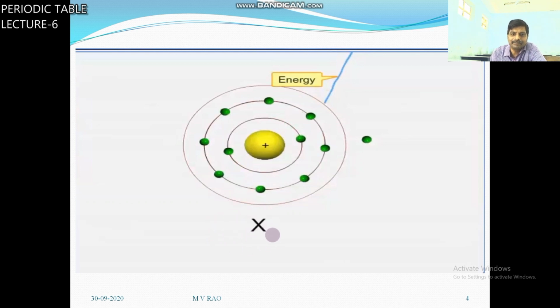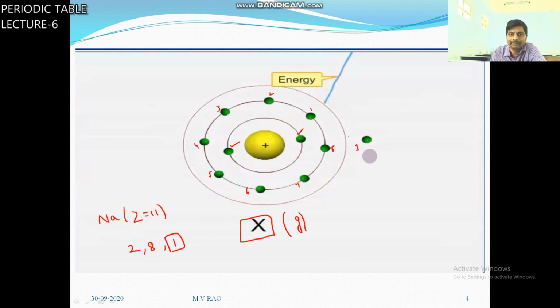Once again you will see, your atom is X. This atom should be in gaseous state. In the K shell, 2 electrons are there. In the L shell, 8 electrons are there. In the M shell, 1 electron is there. So that means this atom is sodium, its atomic number is 11, with configuration 2, 8, 1.